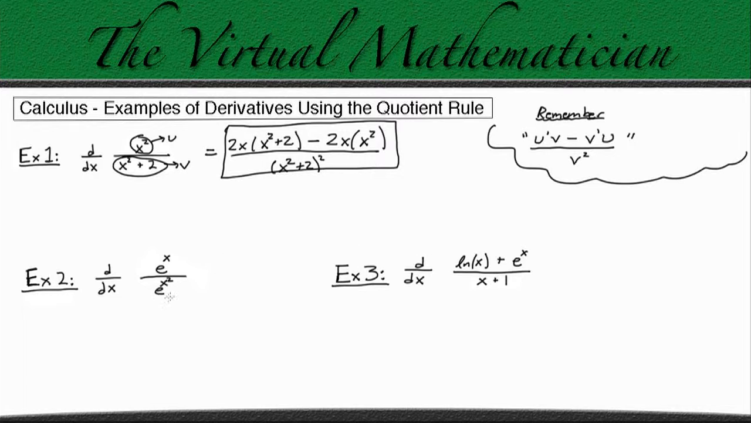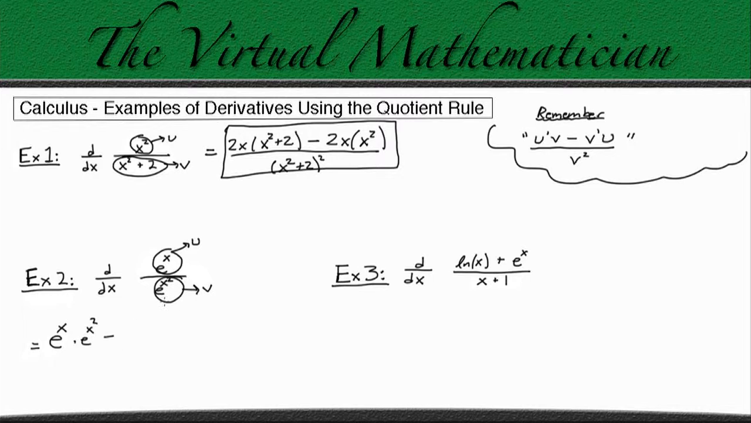Okay, so now let's look at example number 2. This says take the derivative of e to the x over e to the x squared. So let's let e to the x equal u and e to the x squared equal v. So the quotient rule says take the derivative of u, so the derivative of the exponential is itself, times v, so times e to the x squared, minus the derivative of v.